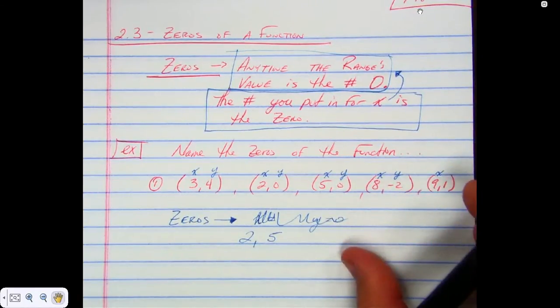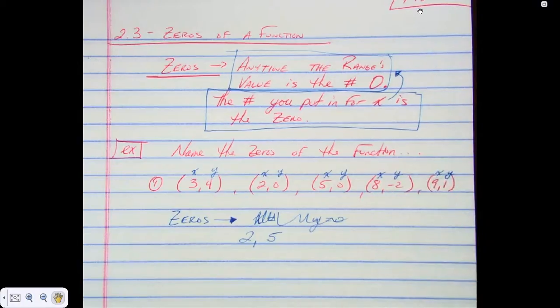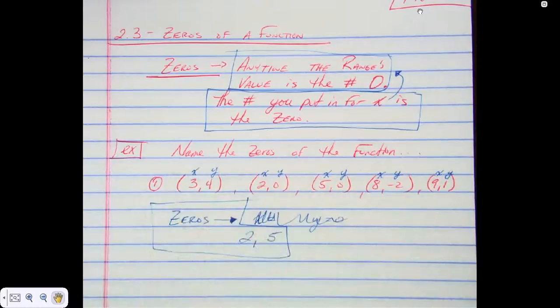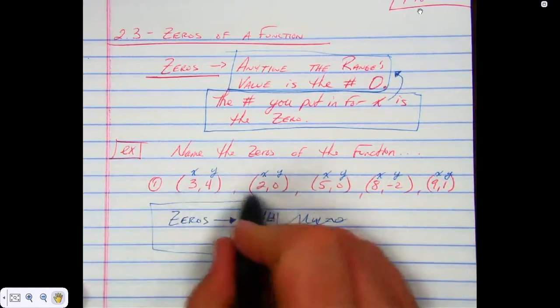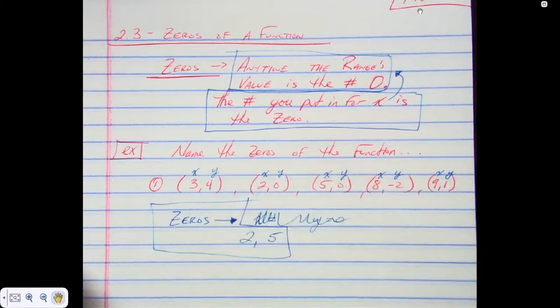Here I put 9 in for x and got what for y? 1. So is 9 a 0? No. The only things that are zeros are the ones where you get the x that you put in and get what for y? 0. Make sense? Yes. So when they give you a bunch of ones like this, all you got to do is look for the ones that have 0 as a y. Easy enough.